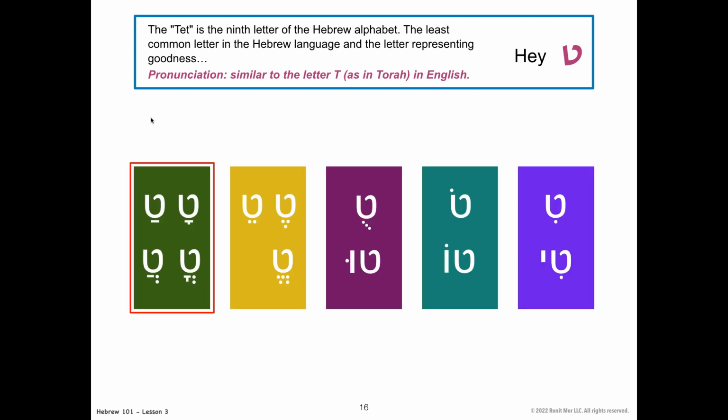Okay, can anyone help me pronounce Tet with the first nikud? Ta. Yes. Next. Tet. Yes. Next. Two. Yes. Next. To. Yes. And last. T. Yes. Perfect. Okay, so let's practice Tet one more time.